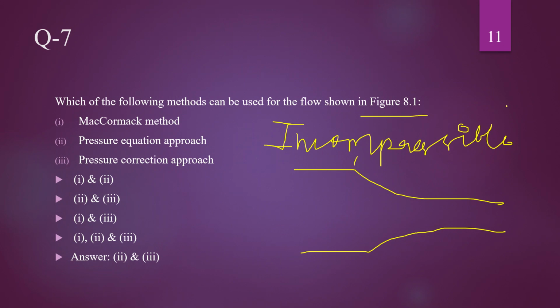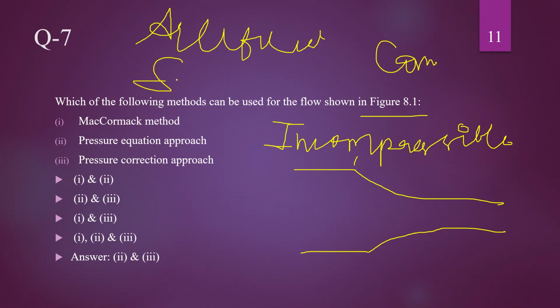So what are all the methods? When we think of incompressible fluid flow, there are a few methods that come to our mind. The first one is the artificial compressibility method. Next is the stream function vorticity approach. Next is the pressure correction method and the pressure equation method. So these are the methods for incompressible flow.